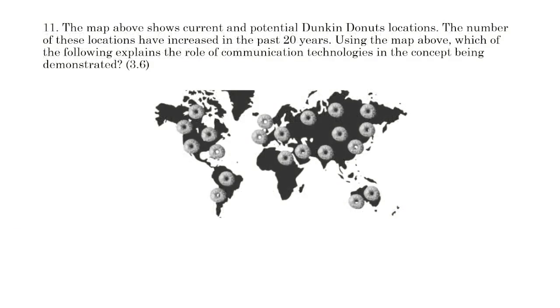11, the map shows current and potential Dunkin' Donuts locations. The number of these locations have increased in the past 20 years. So we're looking at contemporary diffusion. Using the map, which of the following explains the role of communication technologies and the concept being demonstrated? So the diffusion of Dunkin' Donuts. We see that Dunkin' Donuts has globalized, like a lot of companies, like Coca-Cola or McDonald's or Apple.